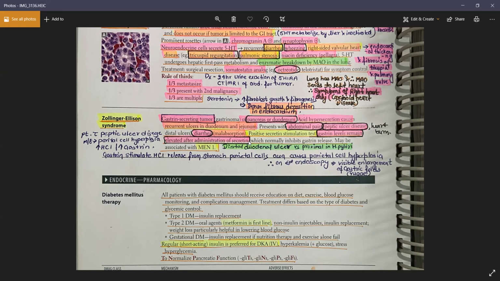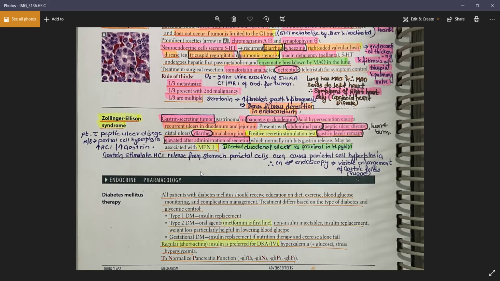In the case of a normal individual, because this gastrin will be released by the antrum, secretin will inhibit that part. But in the case of the pancreas, this secretin actually stimulates the pancreatic secretions. So it will cause more release of gastrin from the pancreas if you give the patient secretin. And this is a positive secretin stimulation test. It is also associated with the MEN-1 syndrome. Very important.